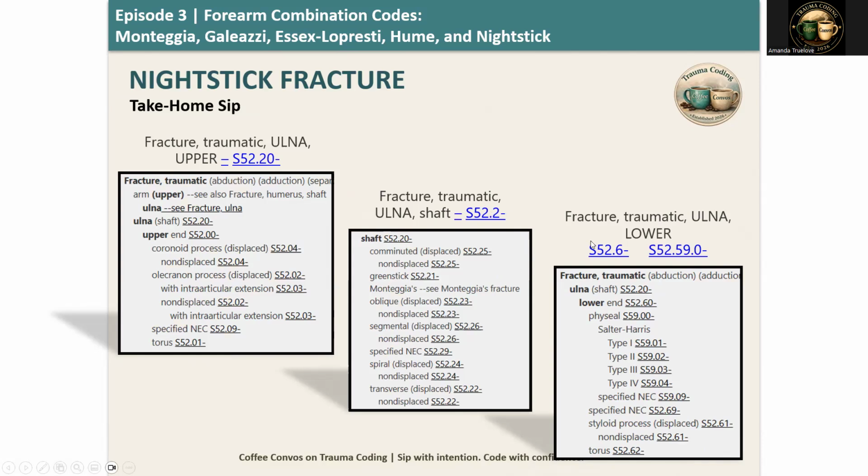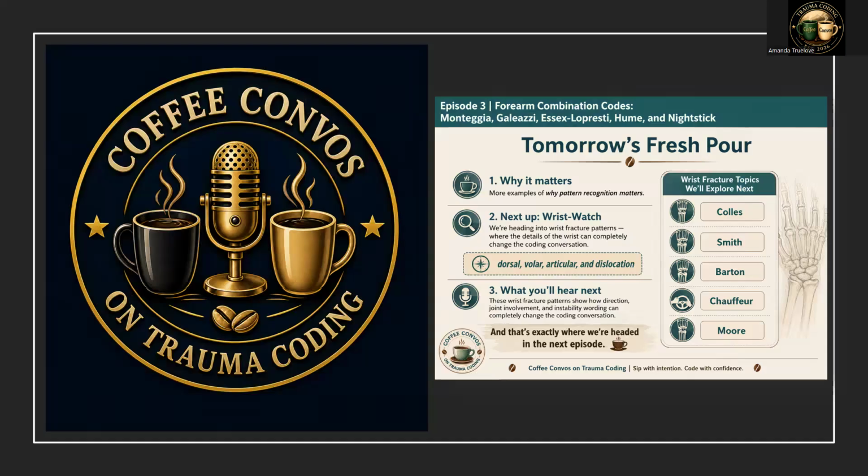Okay, so this is your mid shaft. And then, of course, you have your ulna lower end, which could be the S52.6 or the S52.90. Okay, so that lower end, that unspecified, we're not really sure what's going on there. And then we have that specified, not elsewhere classifiable, which is more than likely where we would be for that, as well as the S52.59, which is the specified type NEC if there is any sort of physeal type injury included as well, which would truly be moving it into a different fracture pattern.